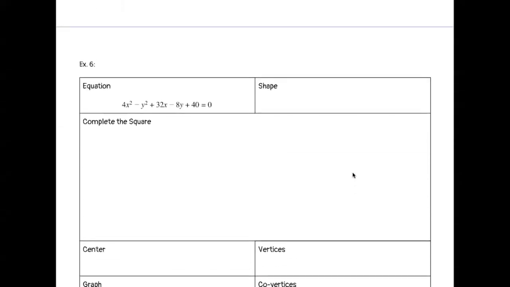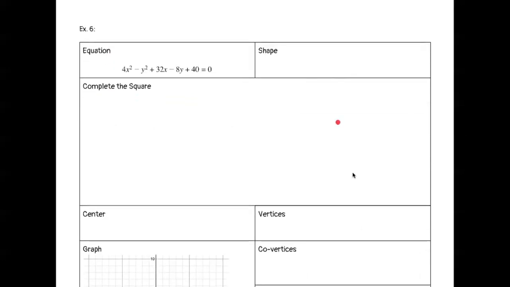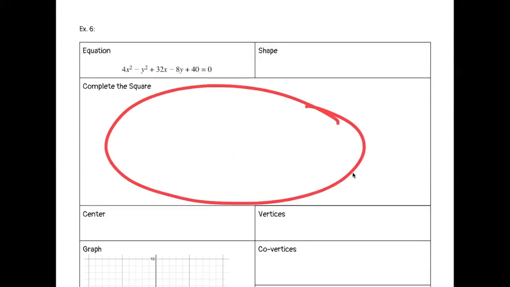Now, there are a bunch of other practice problems in here. The nice thing about having the equation means that you can throw this graph on Desmos and you can use that to check your answer. Because as you're working through completing the square, that should give you things like the center, the vertices, the co-vertices, and you can see those as you check on Desmos.